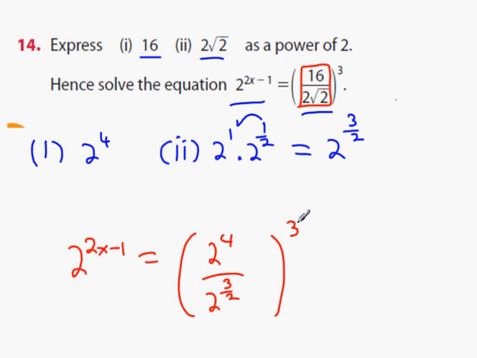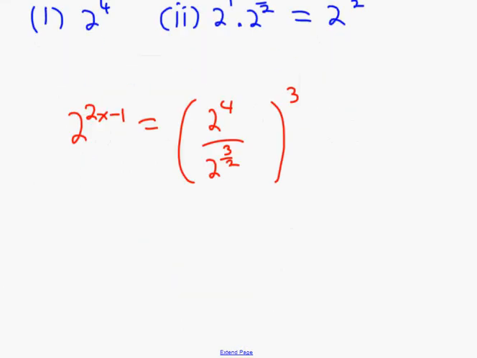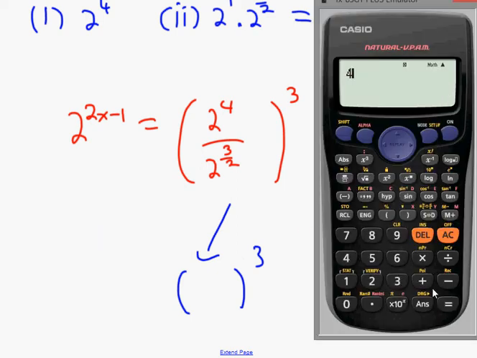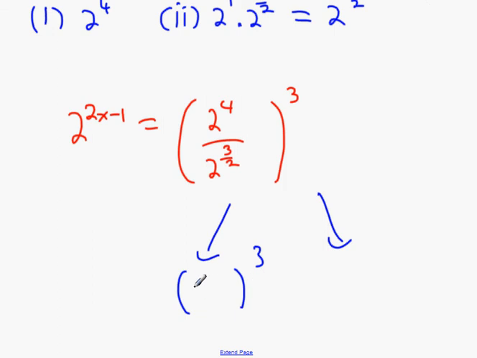You have two ways of doing this. Let me show you the two ways of doing this. Method number one, I'm just going to split this up into two different parts. Method number one, 4 minus 3 over 2 is what, guys? Take away the powers. 5 over 2. Now you have 2 to the power of 5 over 2.